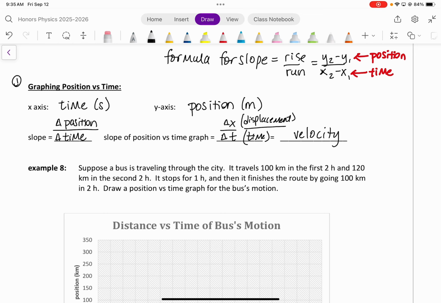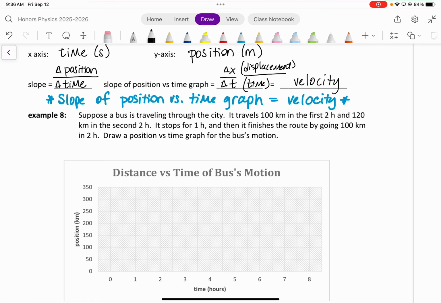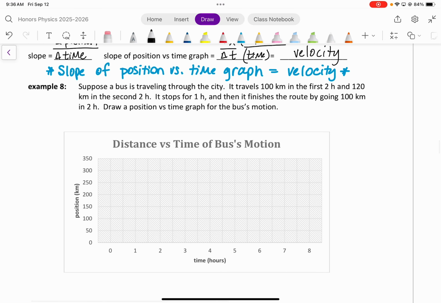All right, so we're actually going to write this down. Slope of position versus time graph equals velocity. And I know I just wrote that up above, but super important that we kind of keep that straight. I write it in a different color just so if you ever go back and look at my notes, you are reminded of that. Okay, so let's graph the distance versus time of a bus's motion.